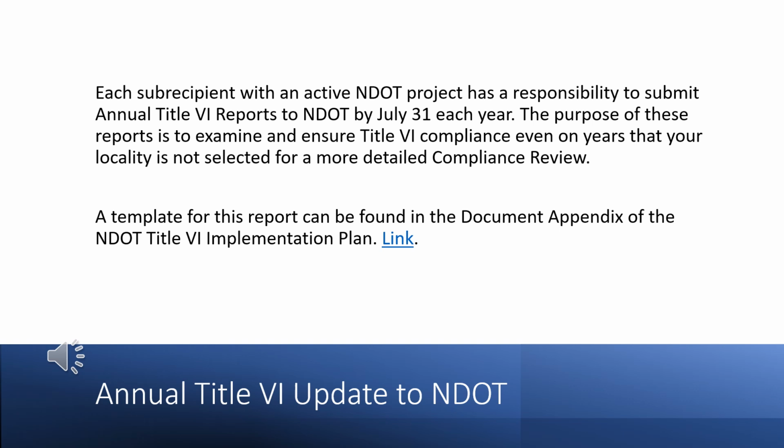The requirement to submit an annual Title VI update applies to each subrecipient with an active NDOT project. These annual Title VI reports are due to the NDOT Civil Rights Office by July 31st of each year. The purpose of these reports is to examine and ensure Title VI compliance, even on years that your local agency is not selected for a more detailed compliance review. A template for this annual report can be found in the document appendix of the NDOT Title VI implementation plan, and I've provided on this slide another link to that document.